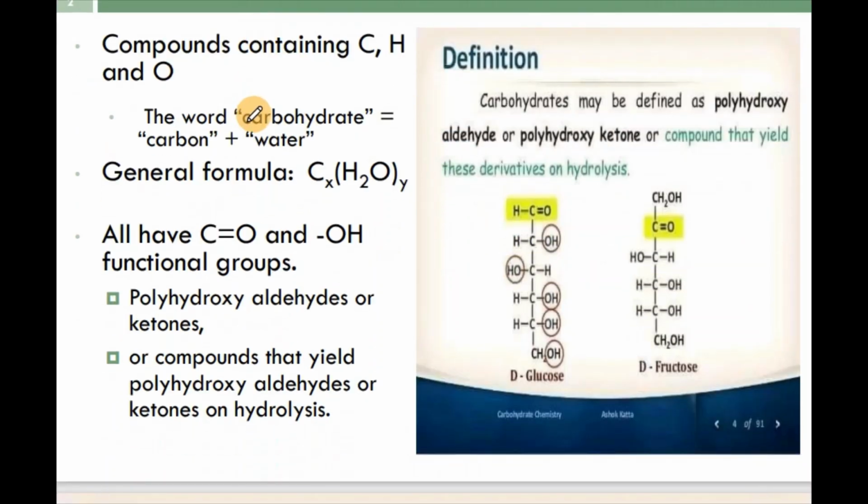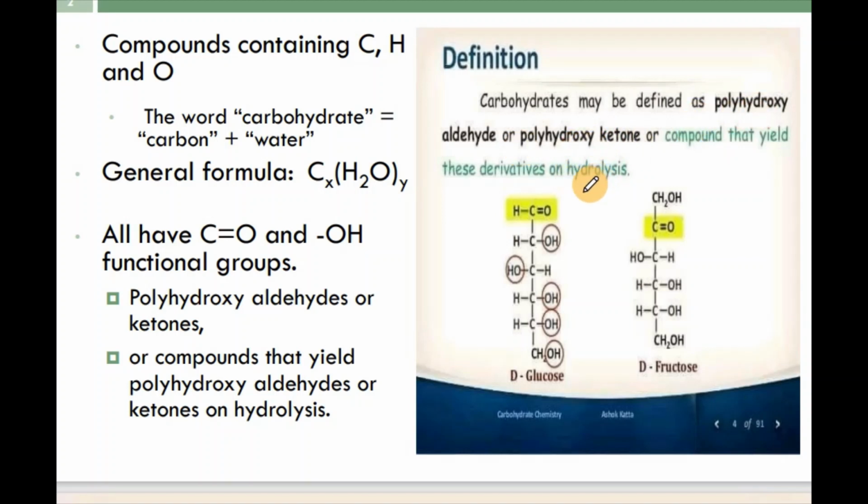Carbohydrates have a general formula of CxH2Oy. This represents the general formula of all carbohydrates. Every carbohydrate has a carbonyl functional group and several hydroxy groups. So we define carbohydrates as polyhydroxyaldehydes or ketones because they have hydroxy groups that surround either an aldehyde group or a ketone group. Or we can also say a carbohydrate is a compound that yields a polyhydroxyaldehyde or ketone on hydrolysis.